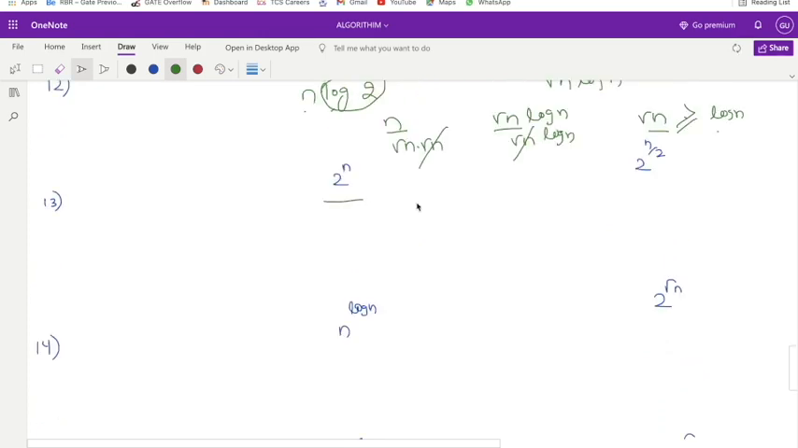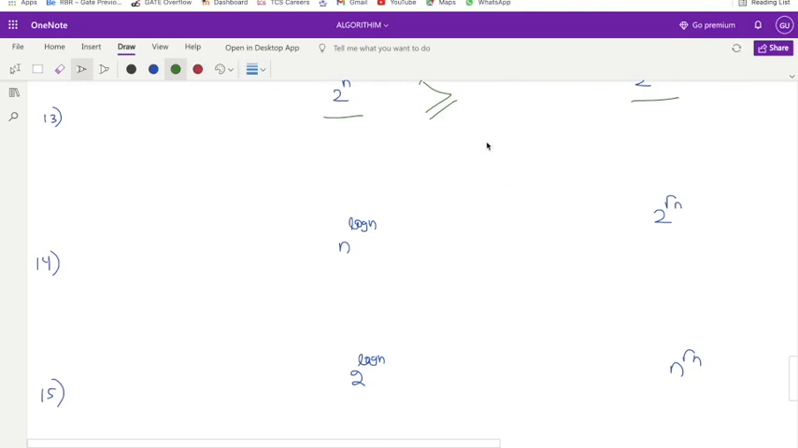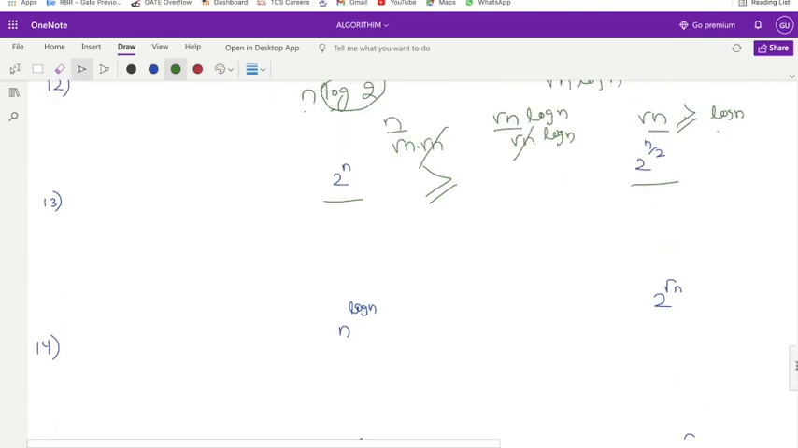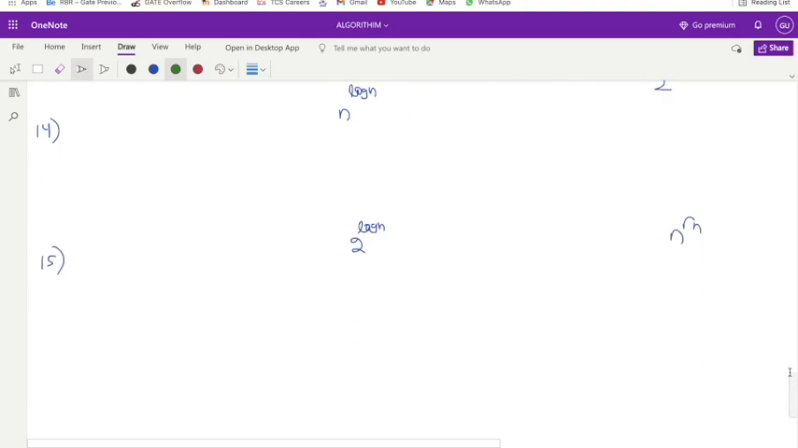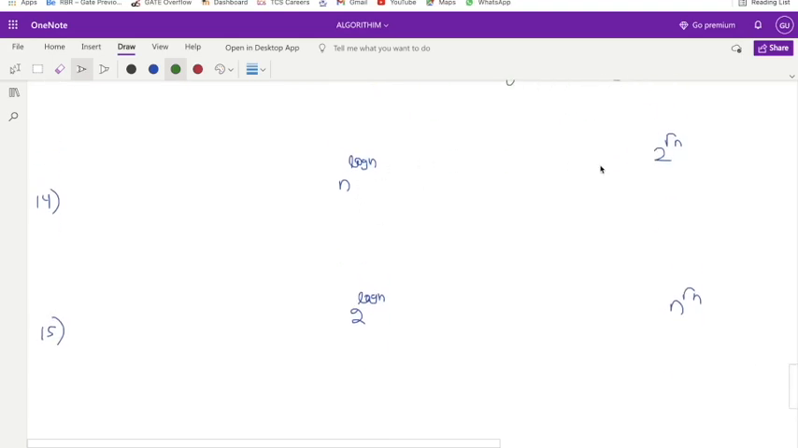Let's come to here. This is 2 power n, this is 2 power n by 2. Obviously 2 power n will be greater than 2 power n by 2. So I can write it as, if this is f of n, 2 power n by 2 is g of n, then I can write it as g of n is less than f of n. So I will write it as g of n equals to big O of f of n. Right? Coming back to this question, n power log n and 2 power n.